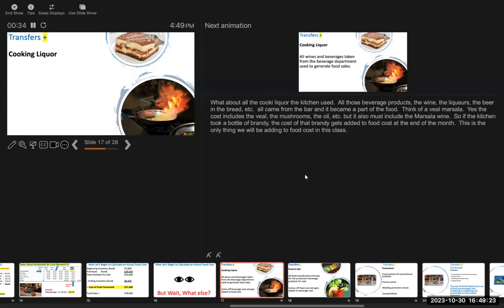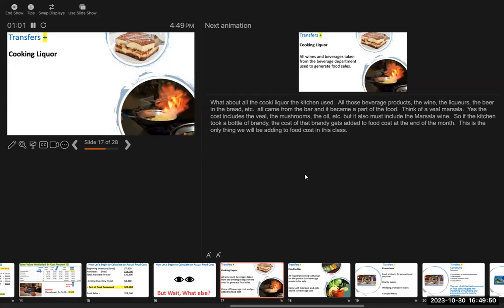So if we're going to cook with liquor, wine, sherry, brandy, whatever it is, we transfer it to the kitchen from the beverage or bar. That means we, as the kitchen, own the value of that liquor. It now falls under food cost. You would do that with any alcoholic product that you're taking from the bar to cook with.